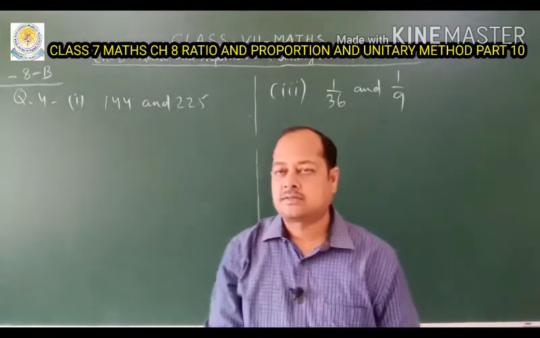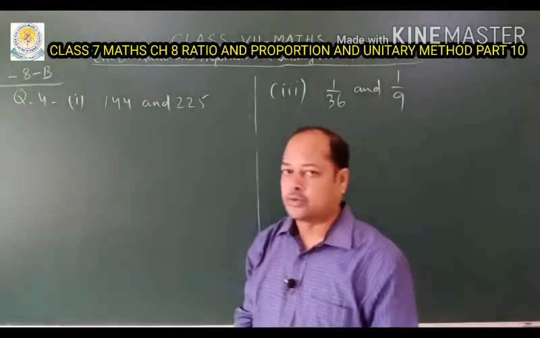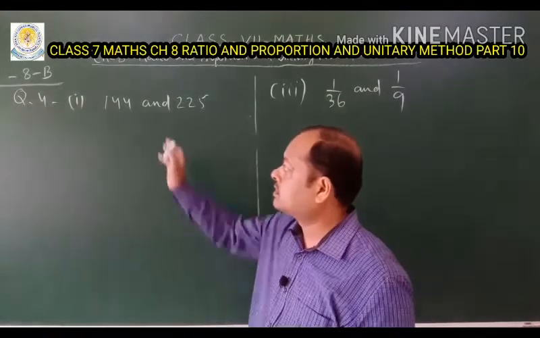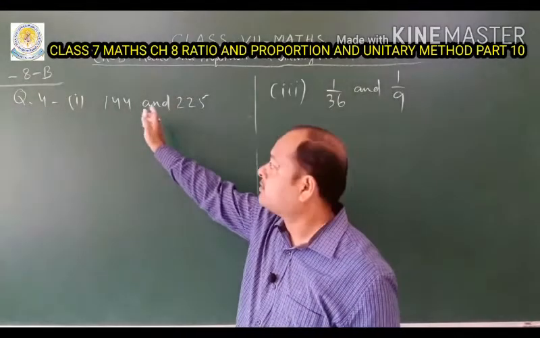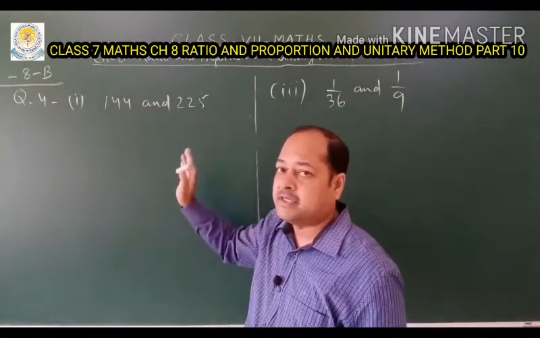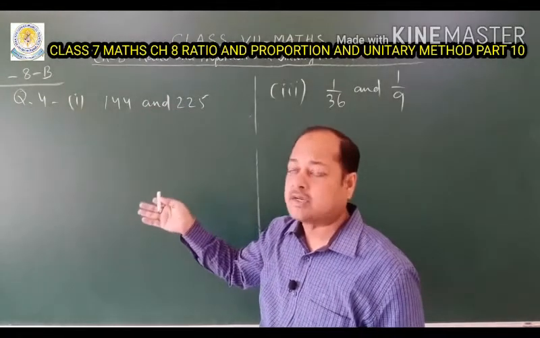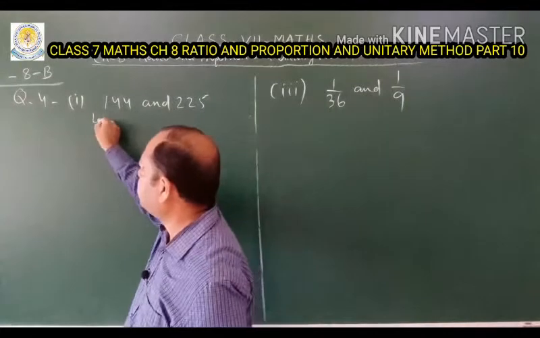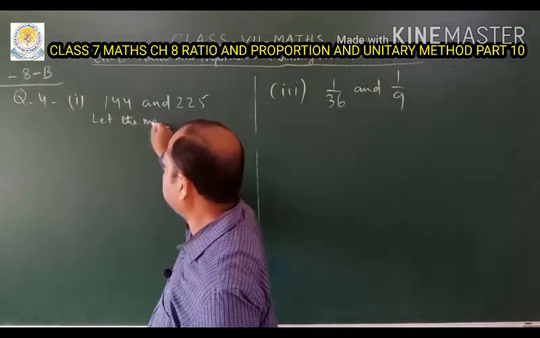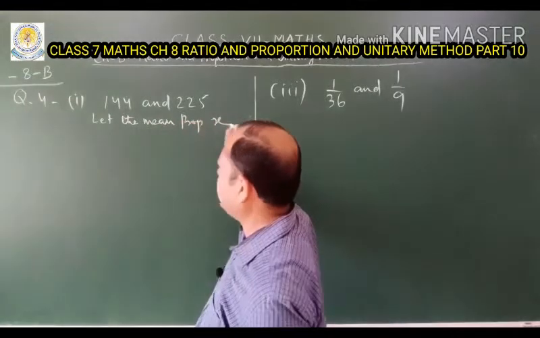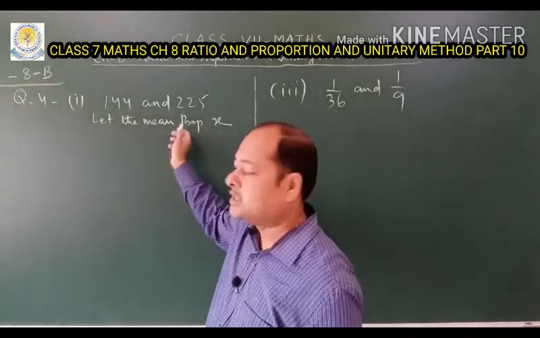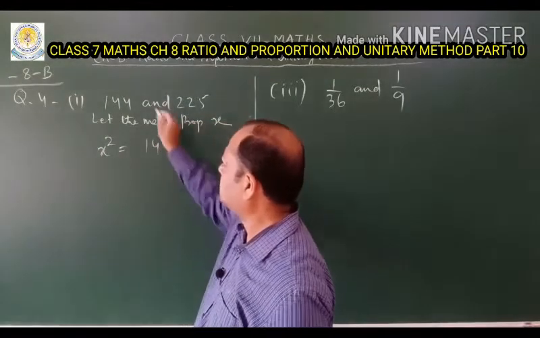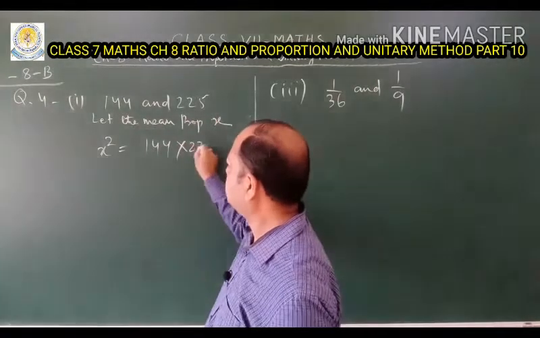Okay. Now students, we are going to solve question number 4. Question number 4 says find the mean proportional between. So you have to find the mean proportional, the middle term between these two numbers. Okay. So what is the formula? That is b square equals the product of these two terms. So let the mean proportional be x. That means x square equals the product of these two numbers, that is 144 into 225.